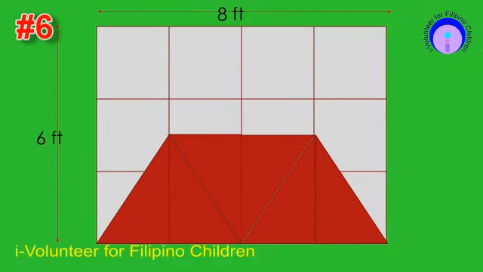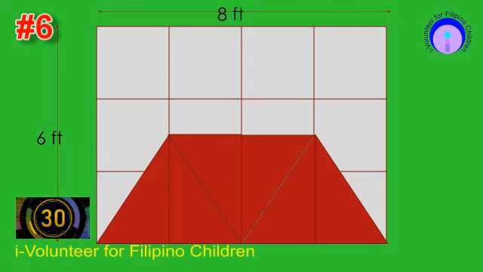Item number 6. Find the area of the red triangles. You still have 5 seconds to finish.